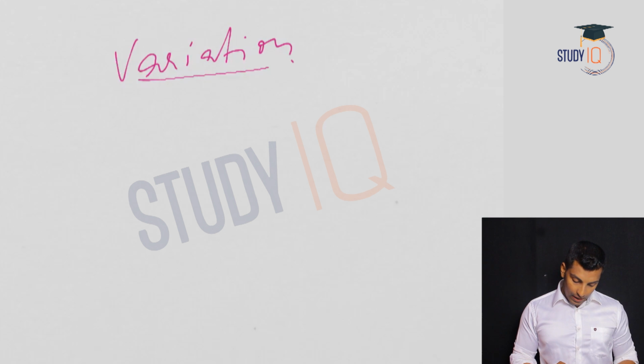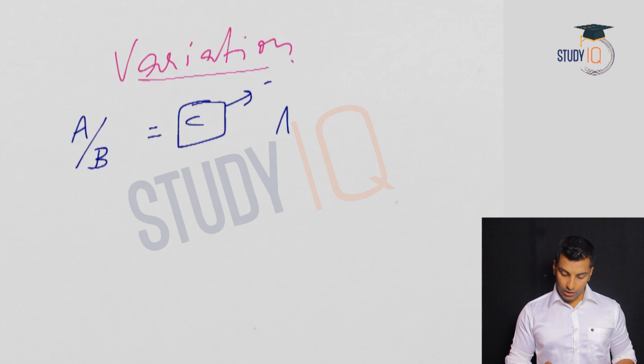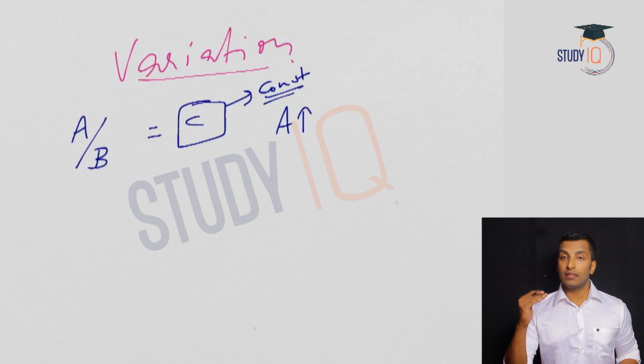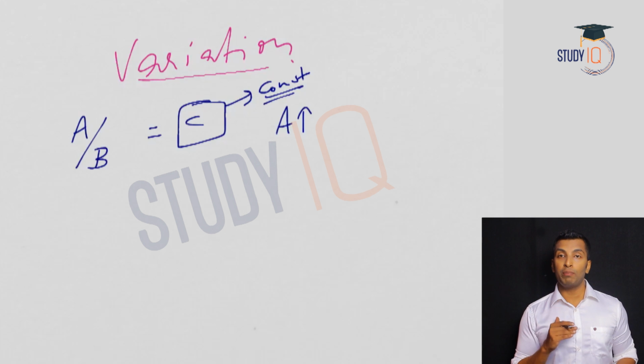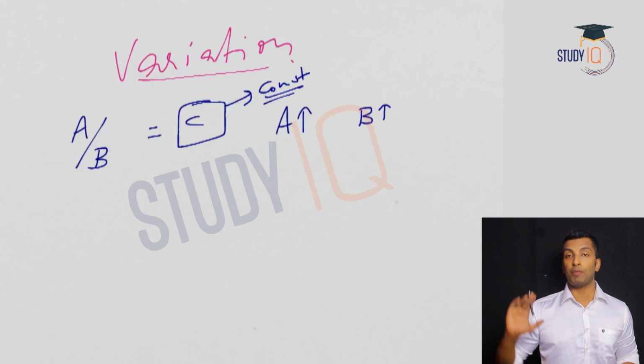See, let's take one situation, A by B equal to C. Let's suppose C is constant. That means I am fixing the value of C. So what happens if A increases? If A increases, if B remains the same, C will increase. But the idea is C has to be constant. So what will happen to B? To keep C constant, B also has to increase in the same ratio or in the same proportion.